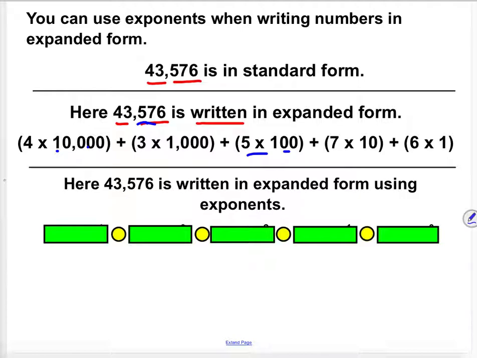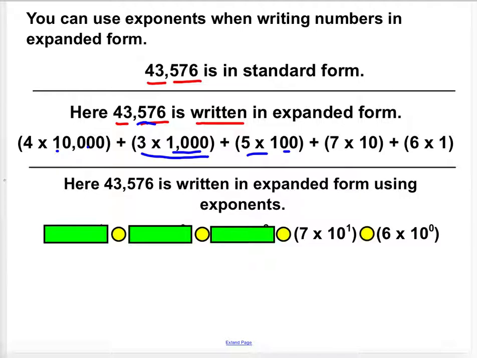Now, expanded form can be shortened down because we know that we can take multiples of 10 and write them using exponents. So we can save a little time when we write expanded form by taking our multiples of 10 and writing them exponentially. Okay? So in this case, we'd start with the ones and we would have 6 times 10 to the 0 power, because anything raised to the power of 0 is going to be 1. Then we would have 7 times 10 to the first power, and we know that 10 raised to the first power is itself.